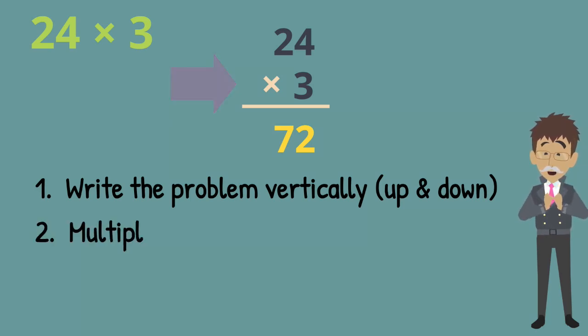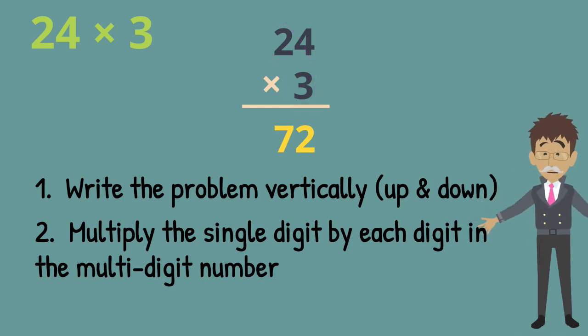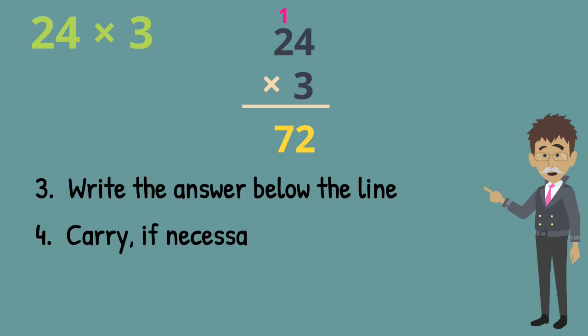Then we multiplied the single digit by each digit in the multi-digit number. We wrote the answer below. We also carried when there was more than one digit.